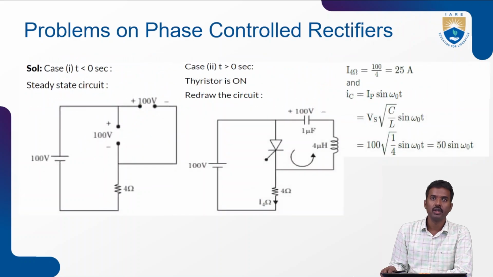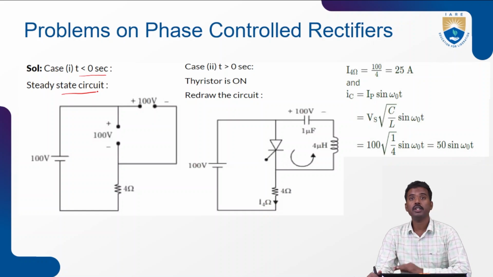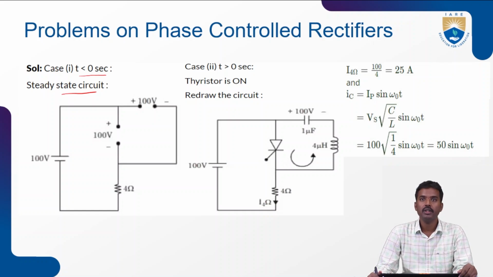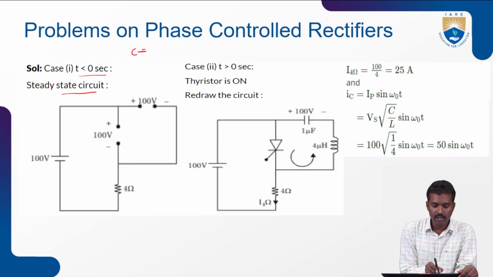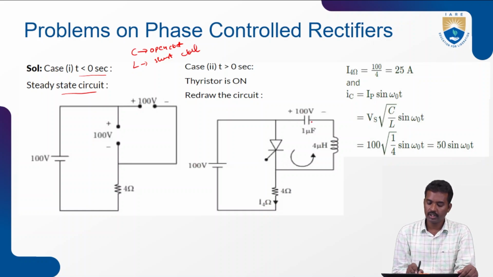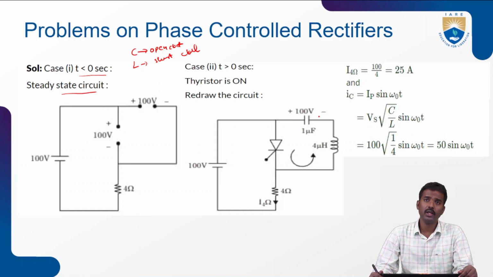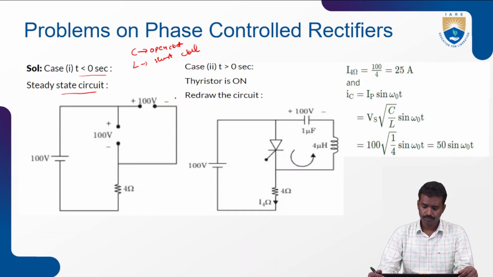How will it work? At steady state, t is less than 0. In this case the capacitor is replaced by an open circuit and the inductor is replaced by a short circuit. Now calculate the open circuit voltage. The open circuit voltage equals 100 volts, and the short circuit current is 0.